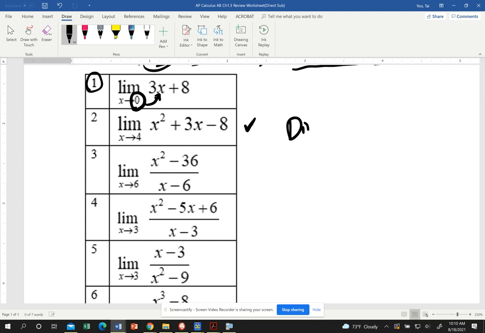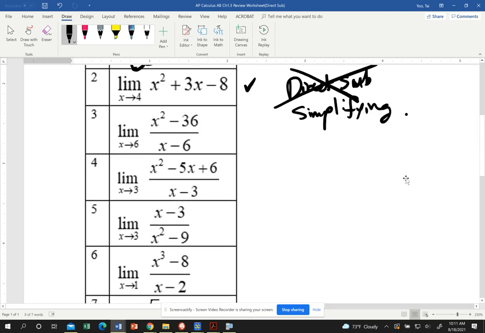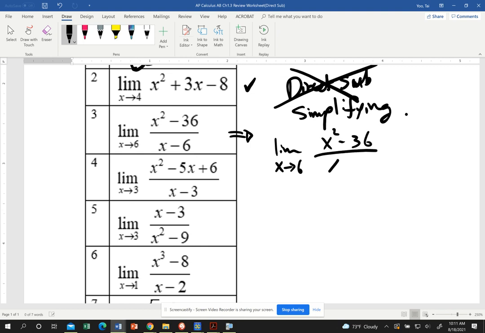So if your direct substitution doesn't work, then you need to think of some other way. And the other method is called simplifying. Basically, simplifying is solving it algebraically: you factor it out, you cancel the things that you need. Because if you use direct substitution, look at this, I'm going to use this one right here. This is limit x goes to 6, x squared minus 36 over x minus 6.